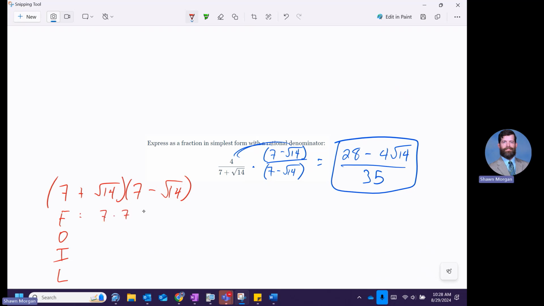Good. 7 times 7, 49. Mitchell Gilmore, what does O stand for? So I'm multiplying 7 times negative radical 14. All right, thank you very much. So I'm going to have negative 7 square root of 14. All right, let's go, Davenport. Good. So I got square root of 14 times positive 7. That's 7 square root of 14. And then, Fredo, you got last times last? And what does that equal?